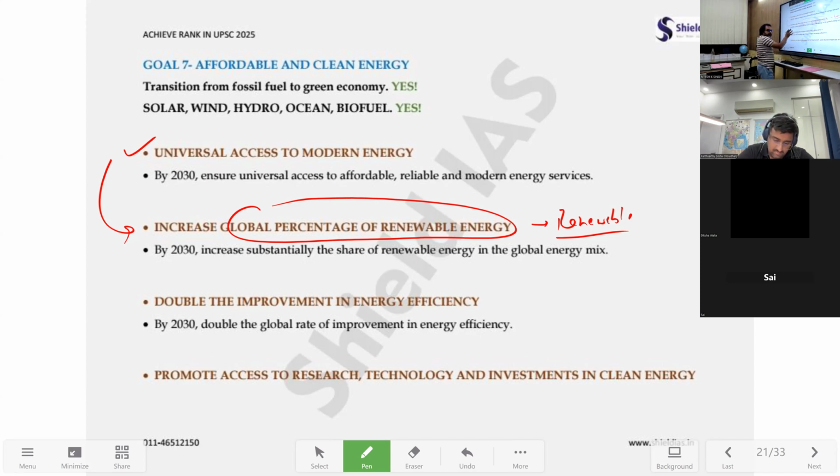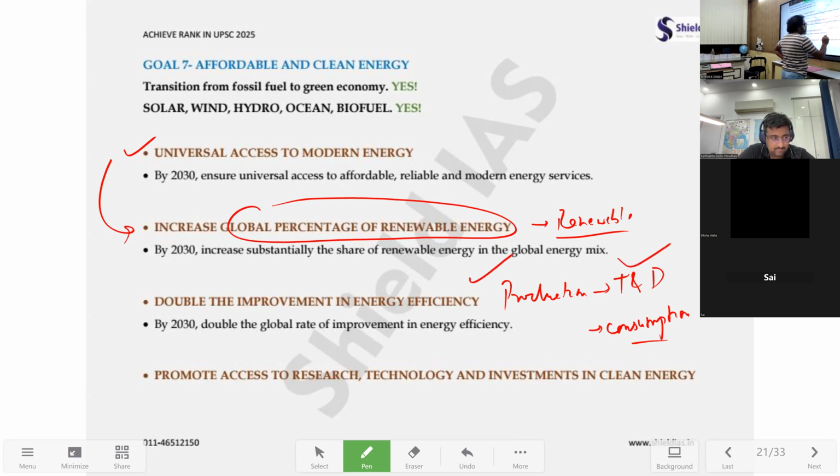The third requirement is, when we produce energy, transport energy and use energy, all of it should have higher efficiency. Production of energy, then transport and distribution of energy, T&D, as well as consumption of energy. Three things: production, second transport and distribution, third consumption. Here the efficiency should be rising.